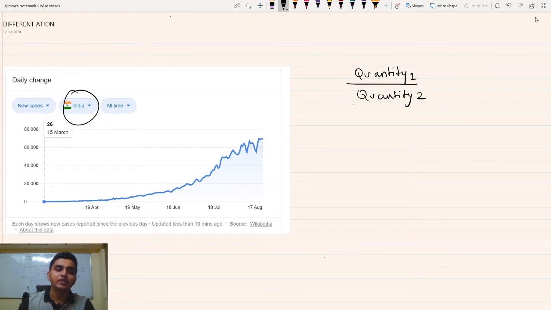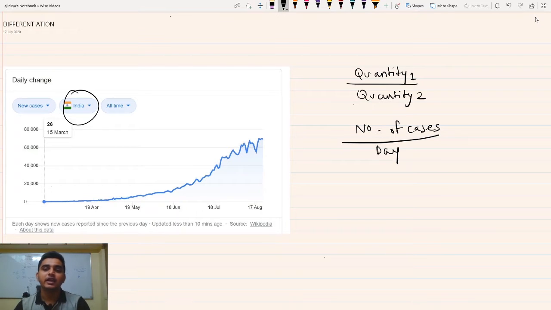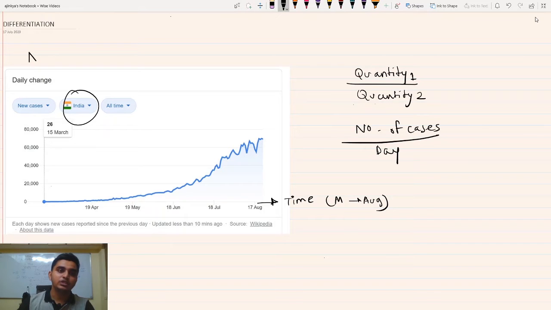In India, each day some new number of cases are happening, right? So the number of cases per day, you can state this as an example of differentiation, and you can see this on the graph: on the x-axis we have time. So from March up until August we have the graph, and on the y-axis we have the change in number of cases, right?